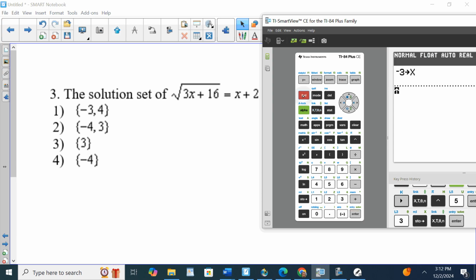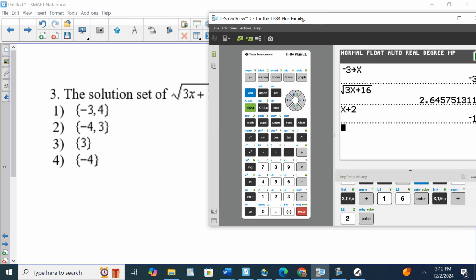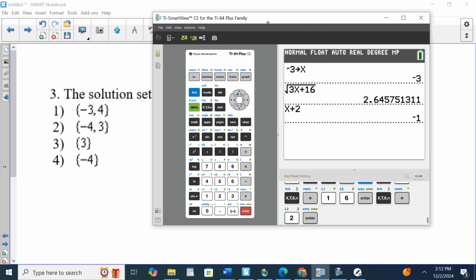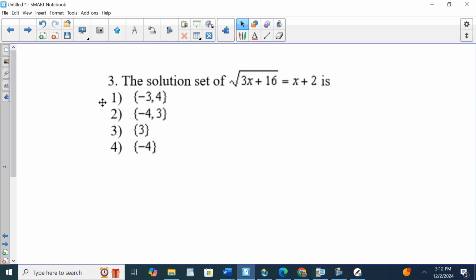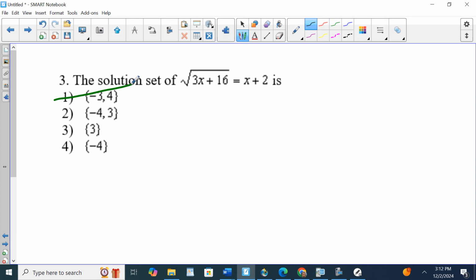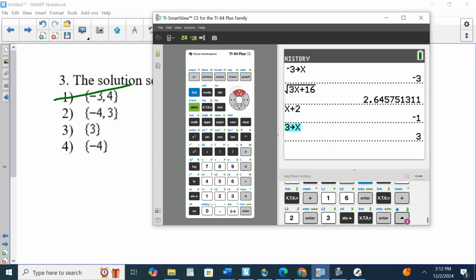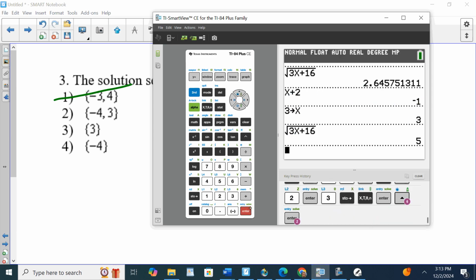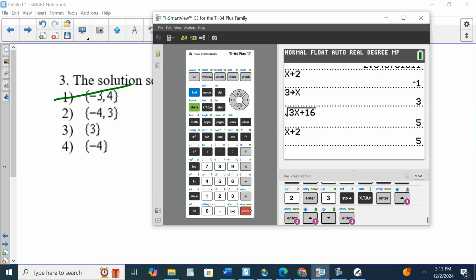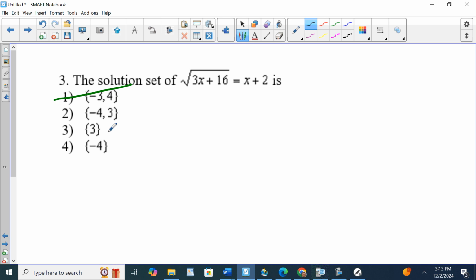I'm going to type in the left-hand side, second radical, 3x plus 16. I'm going to type in my right-hand side, x plus 2. Do they match? Nope. So that one can't be the answer. Let's just jump right to 3. 3 store as x. I already typed in the left and right-hand side, so I can copy and paste them. That's my left-hand side. That's my right-hand side. 5 equals 5, so 3 works.